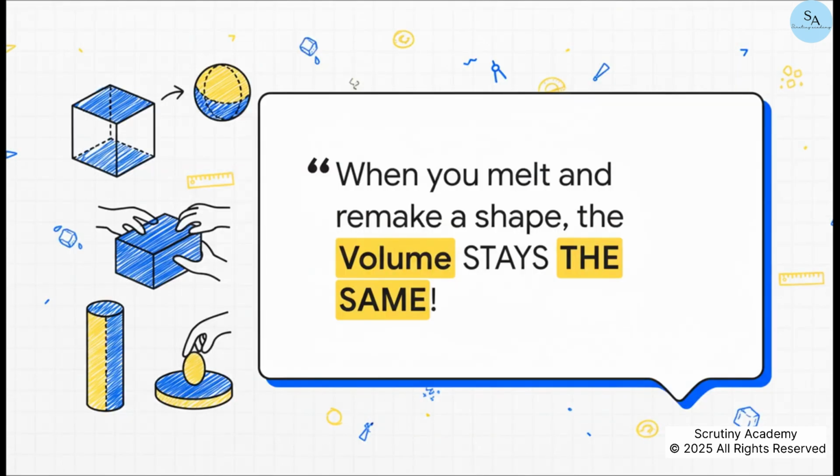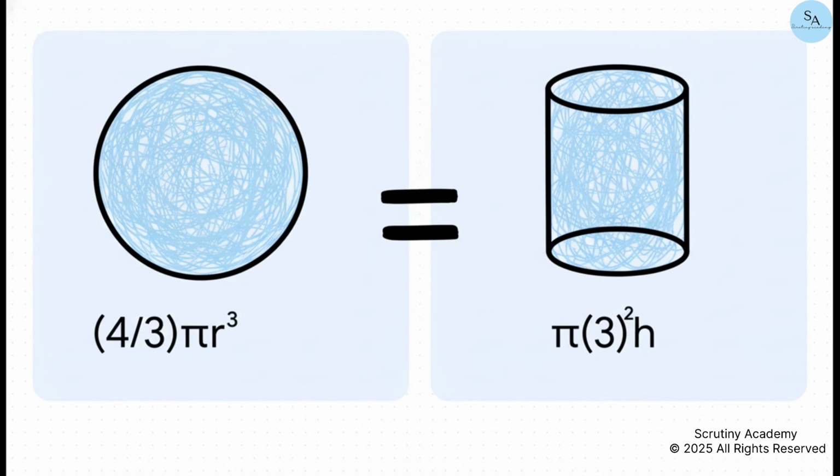And this is it. This is the one single rule you have to remember for these problems. The shape changes, sure. The surface area changes, the dimensions change, but the amount of stuff, the volume, stays exactly, perfectly the same. This is the whole key. So, to solve this, all we have to do is set the volume of the original shape equal to the volume of the new one. The volume of our sphere has to equal the volume of our new cylinder.